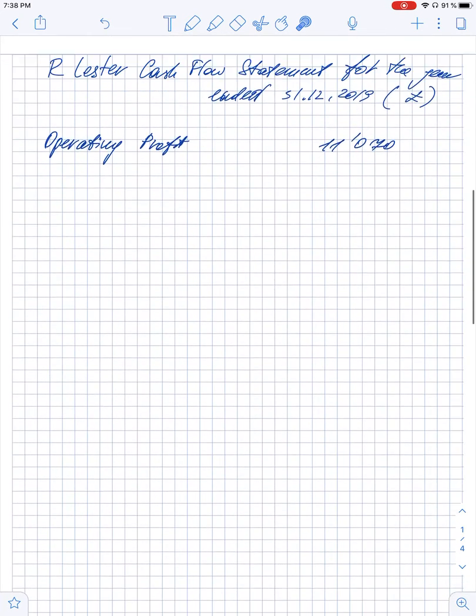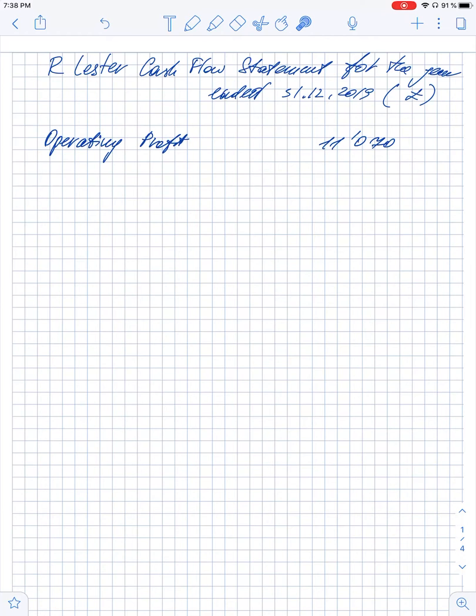Then we have to adjust that operating profit calculated under accrual basis, adding back all non-cash expenses and deducting all non-cash income. So basically, we're going to have maximum 3 lines here. We have to consider depreciation expense for the period. We have to consider profit or loss on disposal of non-current assets. And we have to consider increase or decrease in provision for doubtful debts.